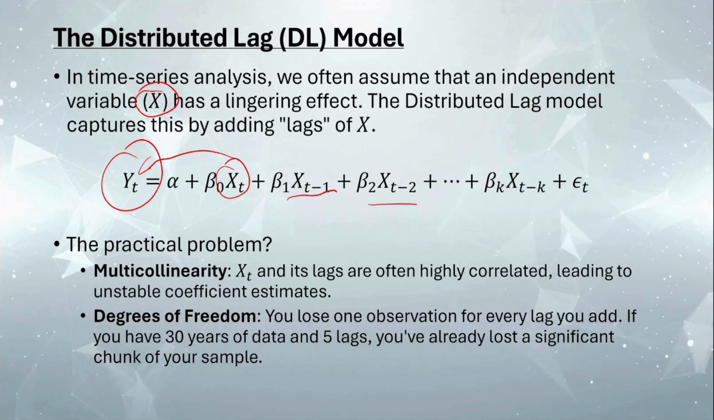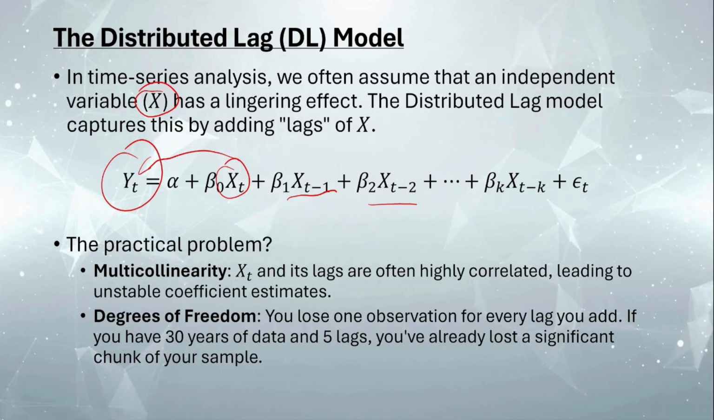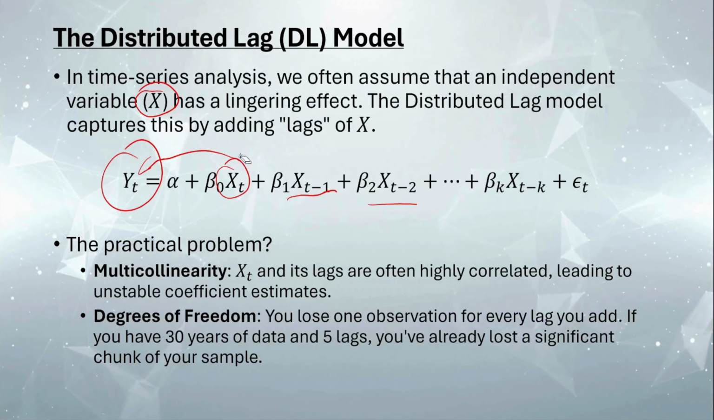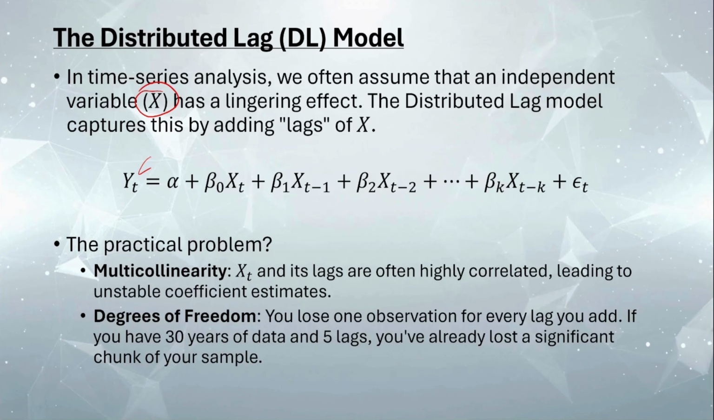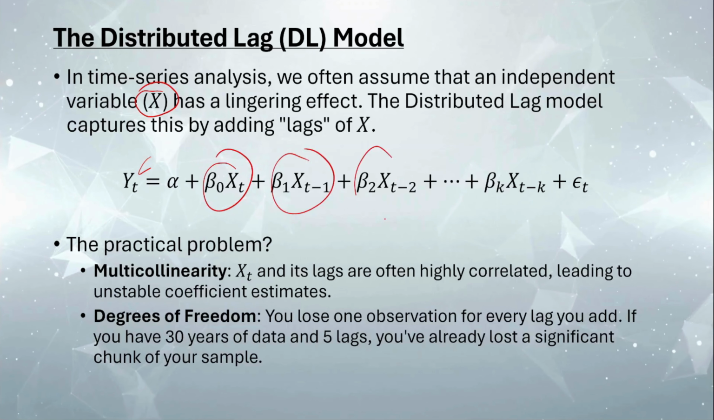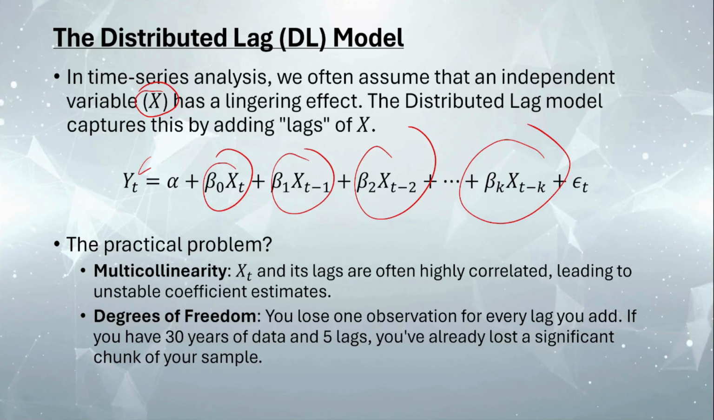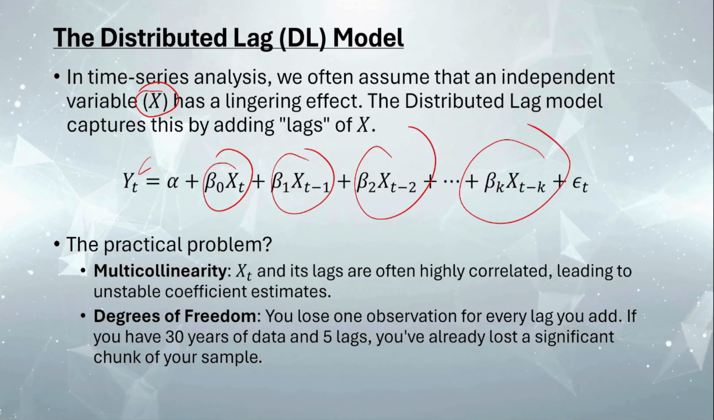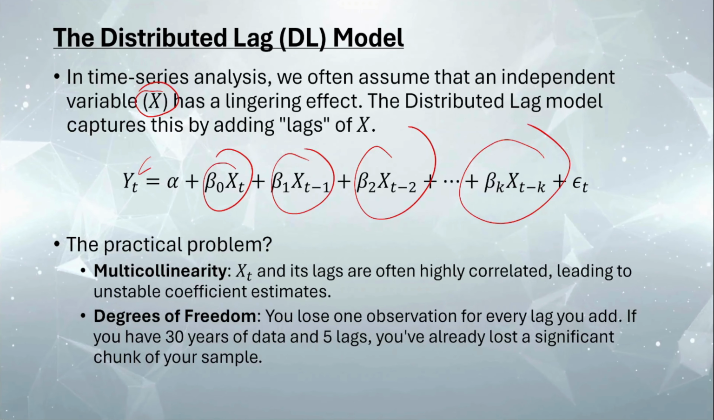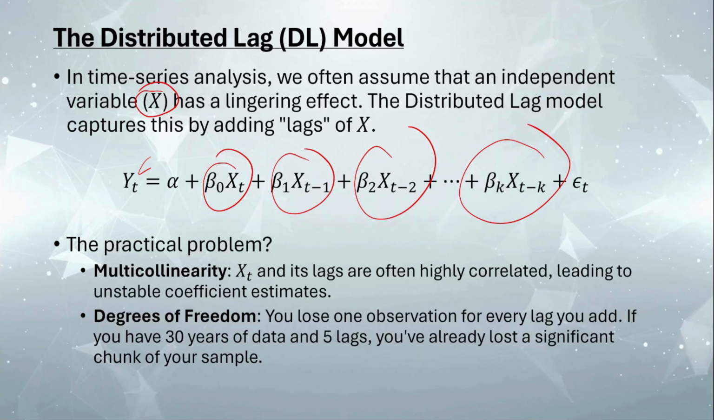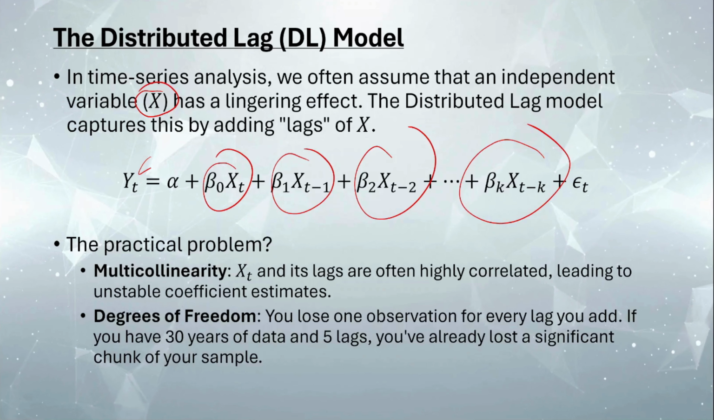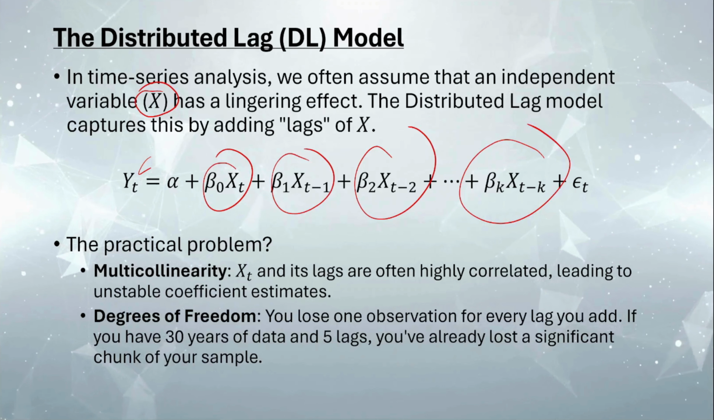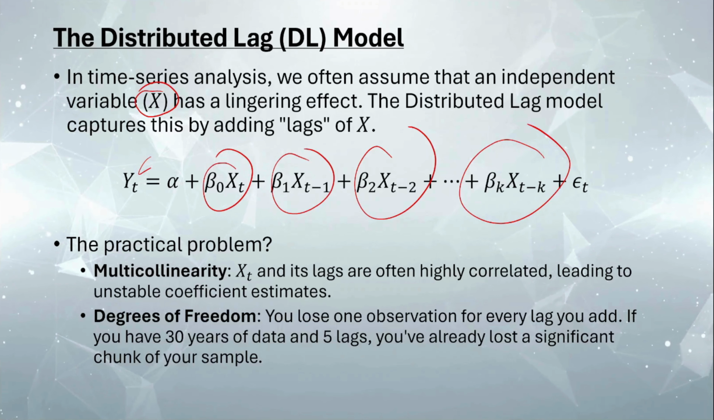Now, the problem with this distributed lag model is that, especially where xt and its lags, in this case this x, this x, this x, and so forth, are often highly correlated, your coefficient estimates can be quite unstable. The second problem is that the more lags you add, the more degrees of freedom you lose. And you can think of it this way as well.